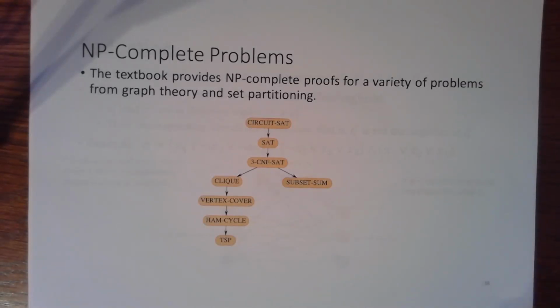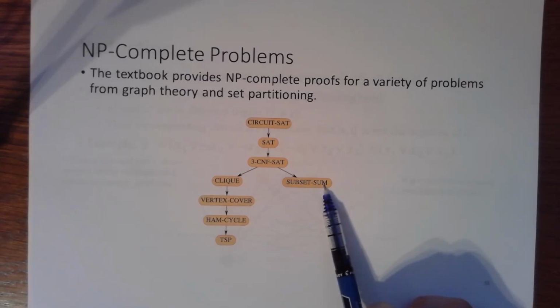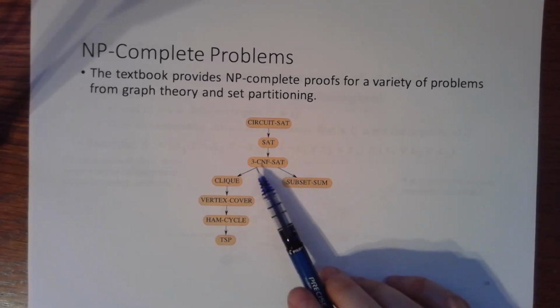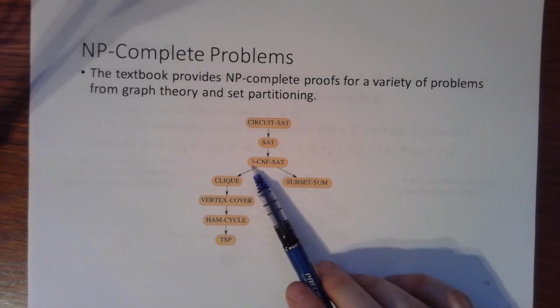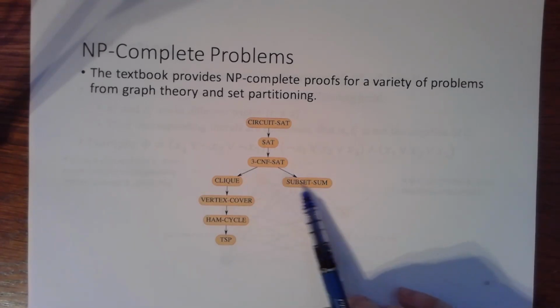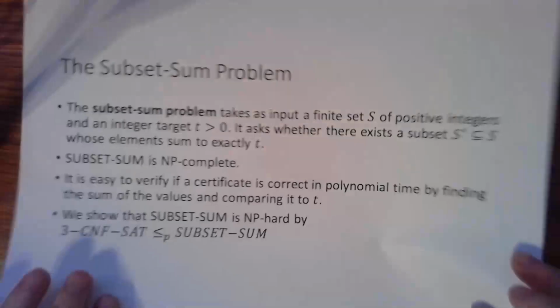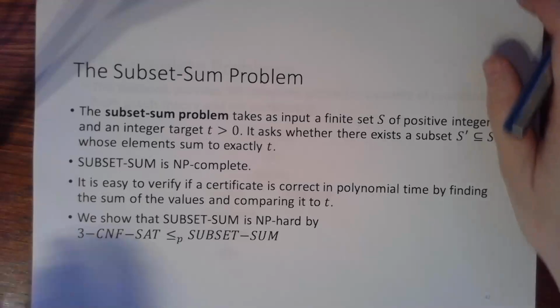All right, the last problem that we want to look at is the subset sum problem. So we're going to look at a polynomial reduction from 3CNF SAT to subset sum. So let's talk about exactly what the subset sum problem is.